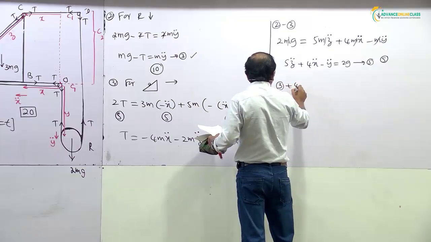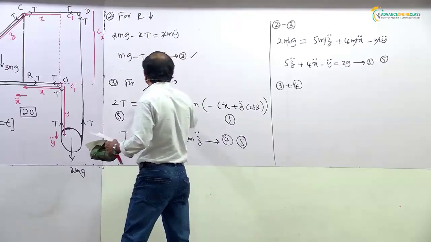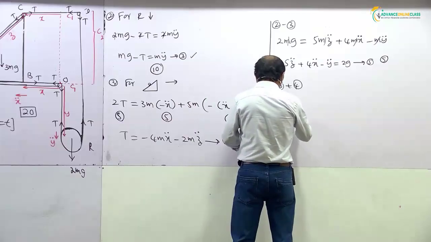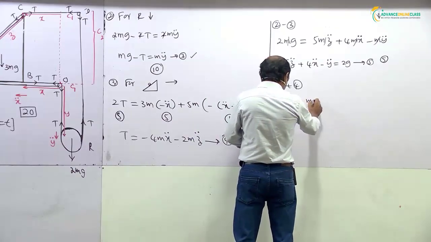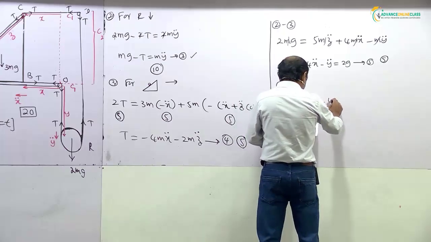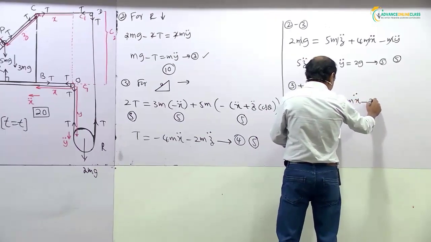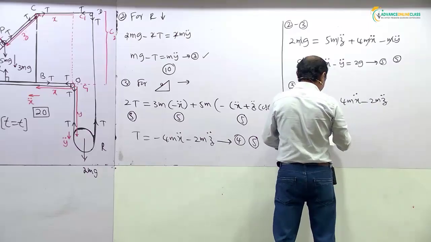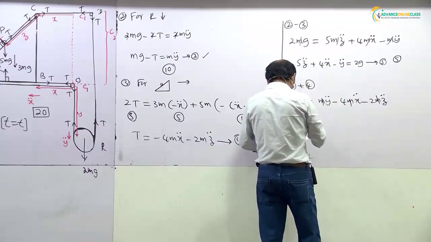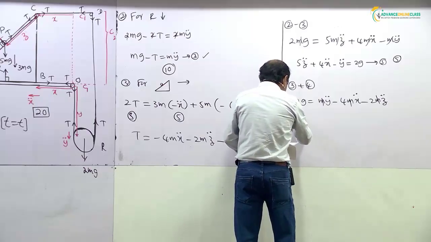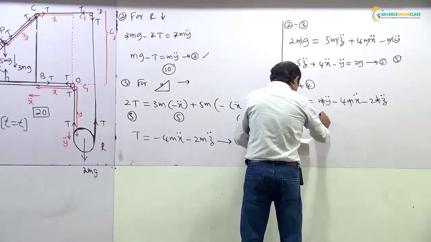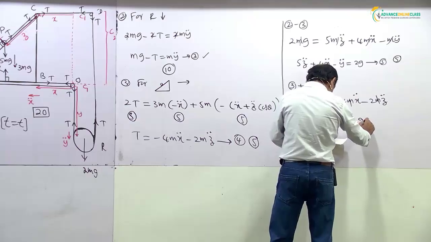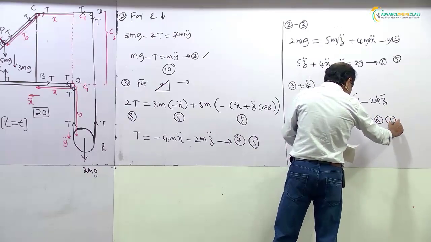And take 3 plus 4. When you take 3 plus 4, minus T plus T we can cancel down. We get mg equals my double dot minus 4mx double dot minus 2mz double dot. There again you can cancel down this m. Then we get the equation here, y double dot minus 4x double dot minus 2z double dot is equal to g. This is number 6. For this also another 5 marks.